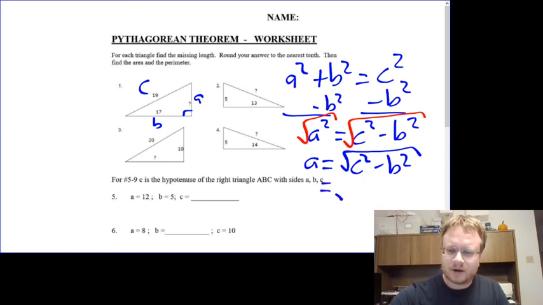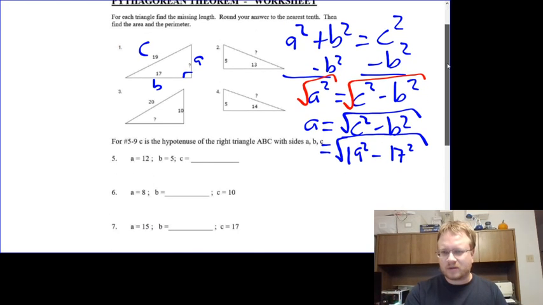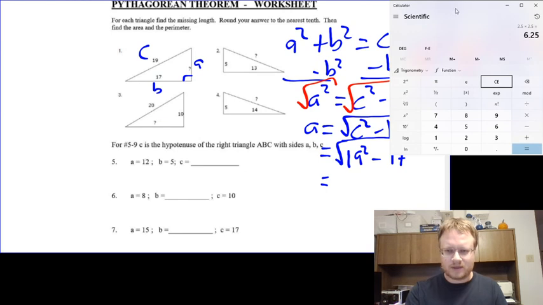And now we can plug in our numbers. Square root of C squared was 19, so 19 squared, minus B squared, B was 17, so minus 17 squared, and square root. And let's do this with our calculator. Make sure you're doing this in the right order with your calculator. So you can't just do 19 minus 17. Oh, that's 2. 2 squared, blah, blah, blah. It's probably just 2. You got to actually do the steps. So I'll show you on the calculator one piece at a time.